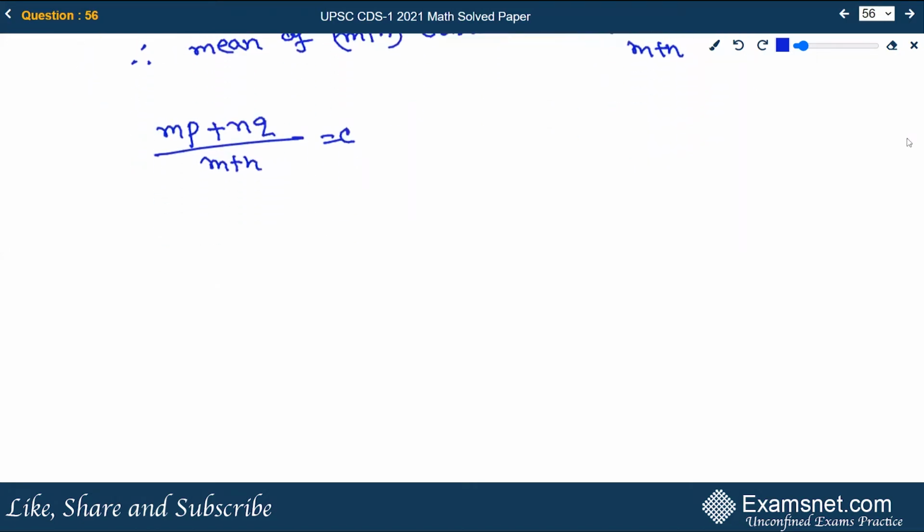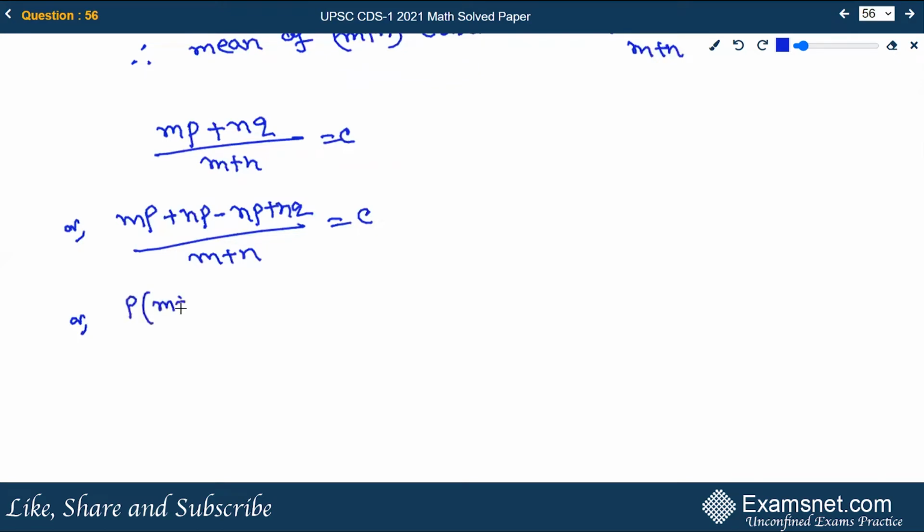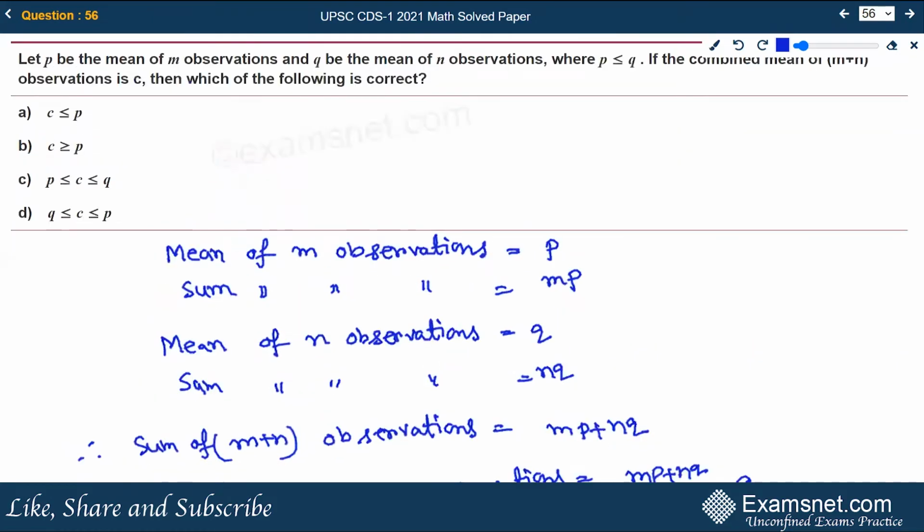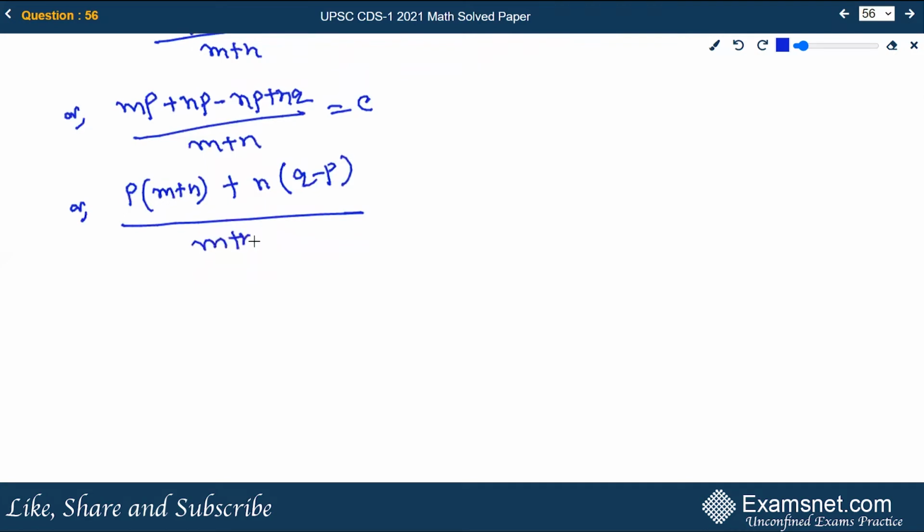Now we can further simplify it. MP plus NQ by M plus N equals C. Let's say MP plus NQ, plus NP minus NP. I balance it by adding NP and subtracting NP at the same time. So further I can write, after taking P common, P times M plus N, minus, after taking N common, N times Q minus P, because it is already given that Q is greater than P, by M plus N equals C. Now let's distribute the division. I will get P plus N times Q minus P by M plus N, equals C.